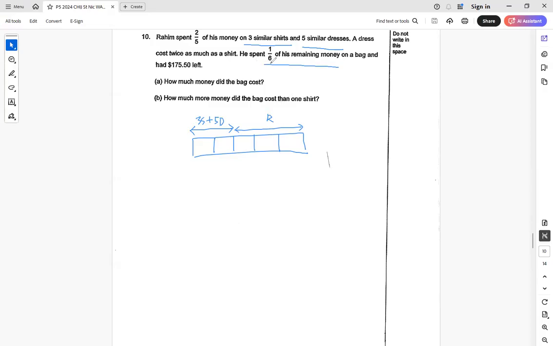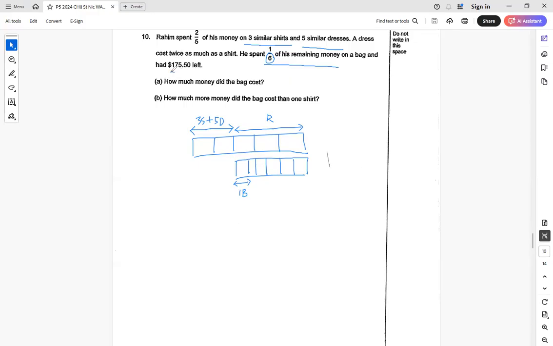Then he said he spent 1/6 of his remaining money. So you look at the remaining money here, it's 3 units, but the denominator here is 6. So it does not tally, right? So I will draw a drop-down model here to represent the remaining money of 6 units. Okay, so I've drawn 6. So 1 out of the 6 is for the bag. So here, 1 out of the 6 is for the 1 bag.